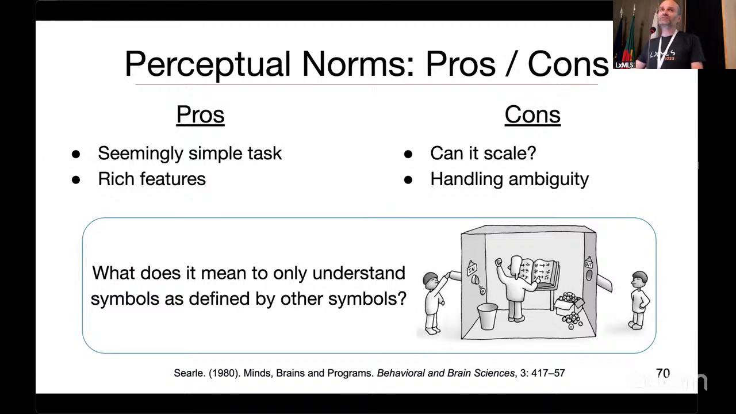And I also think that it leads into a more deep philosophical question of what does it mean to understand symbols if you can only define them in terms of other symbols? And maybe some of you have taken more philosophy of computer science classes at university, where you've read about John Searle's Chinese room argument. And I think that this is where perceptual norms really kind of push at the limits of what we can expect from our models.